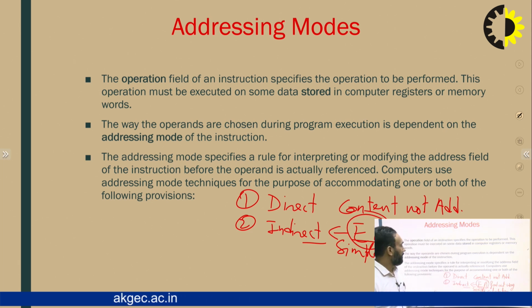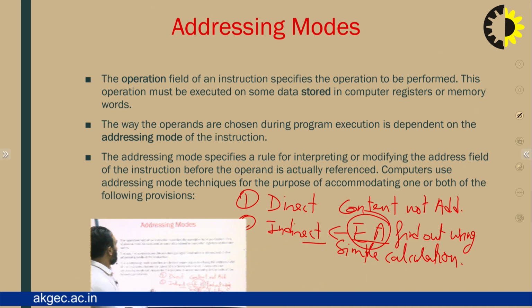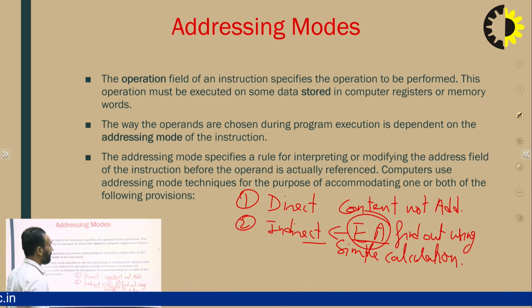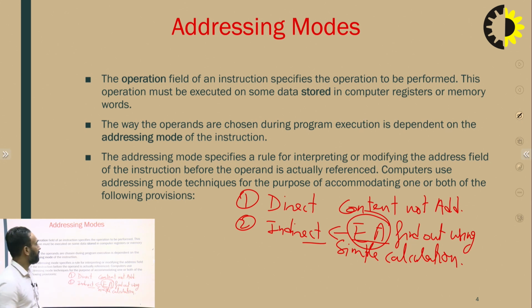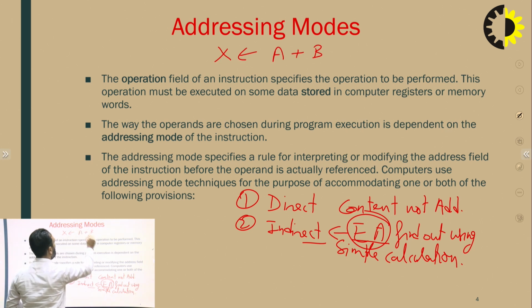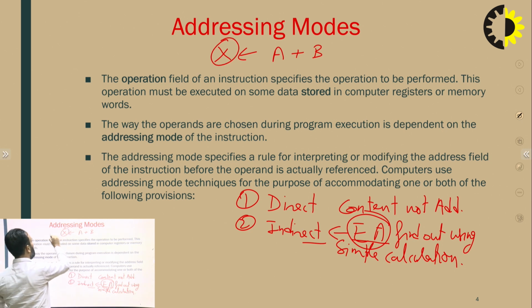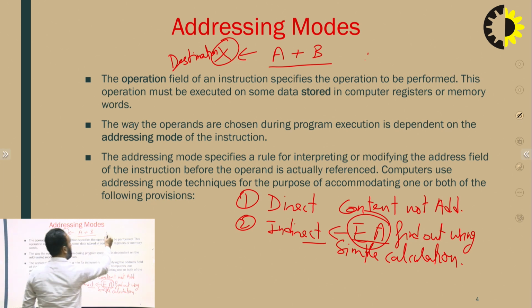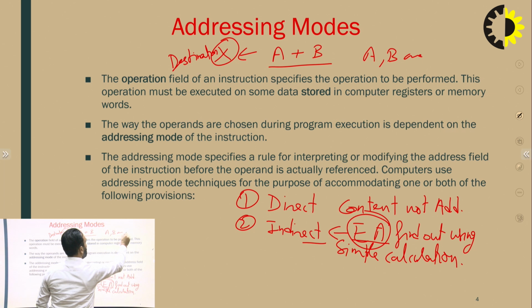I told in a previous slide that in addressing mode we talk about two terms, operand and operator. If we take a simple expression here, x = a + b, x is the destination and these are the expression that will be solved. Here a and b are operands and plus is an operator.